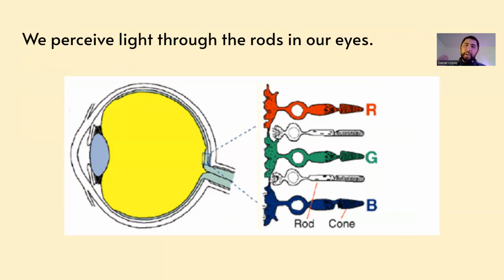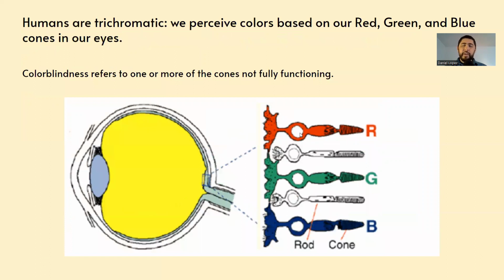All right, so we perceive light through the rods in our eyes. The rods are what we perceive as light and dark. And then we also have cones in our eyes, which perceive red, green, and blue. This is if you are able to see all colors. If you're colorblind, you're missing some of the cones or they're not functioning. There are different types of color blindness where some work and others don't. I don't know all the different types, but there are places online where you can see the differences between them, and it's pretty interesting.